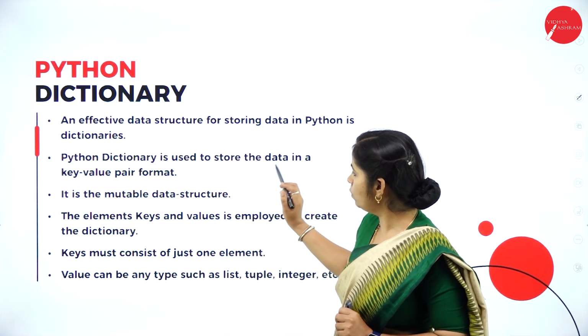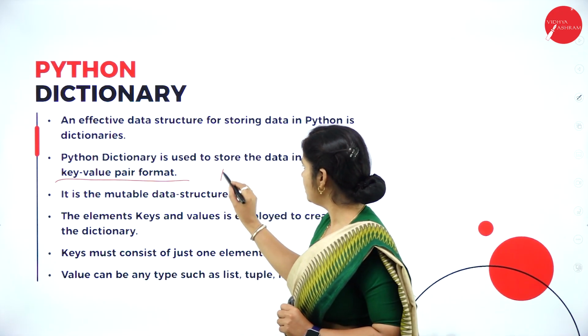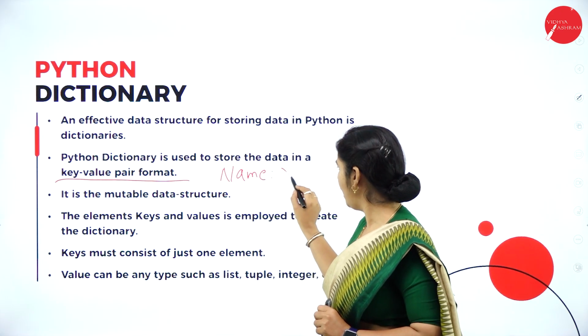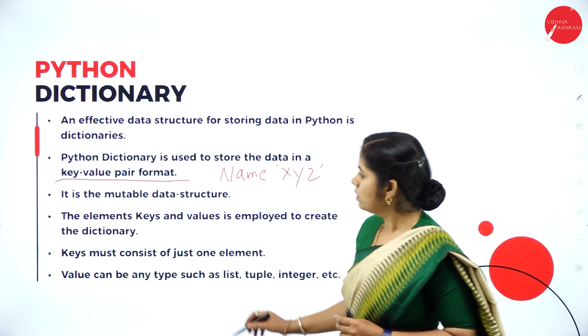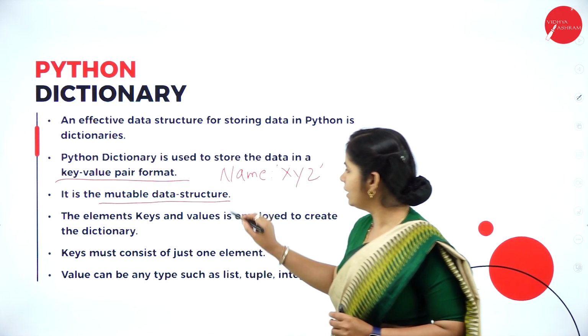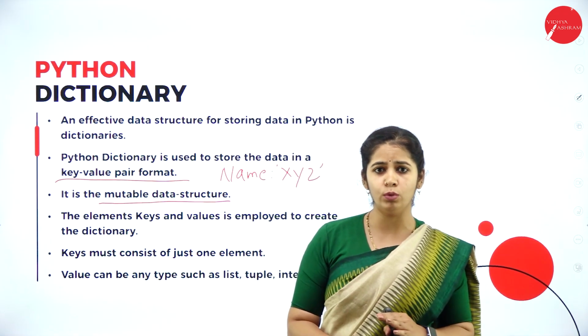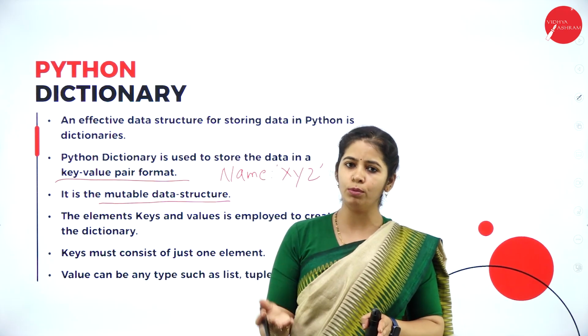Python dictionary is used as a key value pair format. That's why I have given one example, right? Name. It cannot be blank, it should be with some value x, y, z. Okay. So, this is a mutable data structure. When we say it is mutable, it's not properly mutable. We can say it has properties of both mutable and immutable.